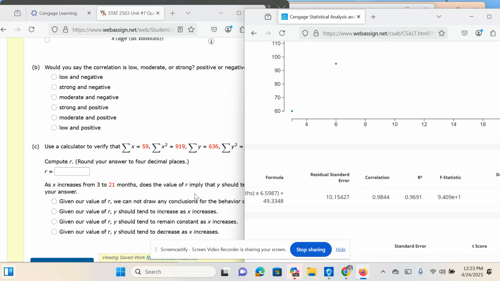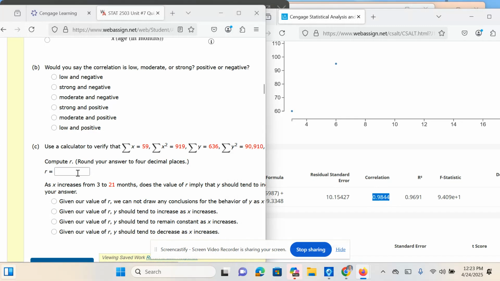So what I do on this is I go down here. I'm actually going to do part C first. I'm going to find the value of R. R is the correlation. So I'm going to copy this. And then how do I classify this? Well, first off, it is positive. Why do I know that? Because R is positive and because the association is positive.